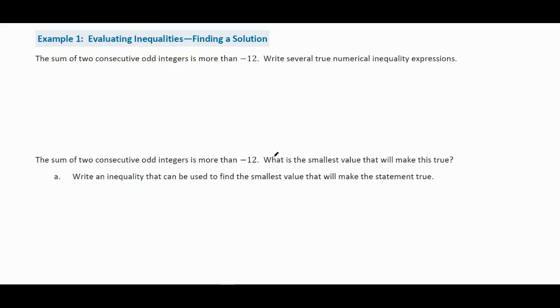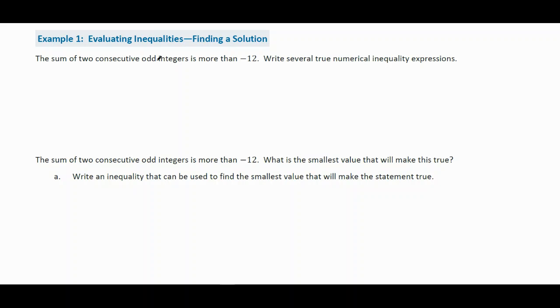All right, next one. The sum of two consecutive odd integers is more than negative 12. Write several true numerical inequality expressions. So when we say again consecutive, it means it's continuous. It's going to be the next one after the other.